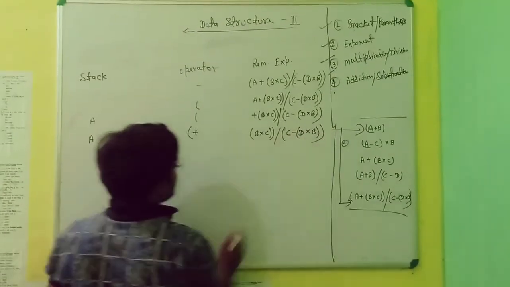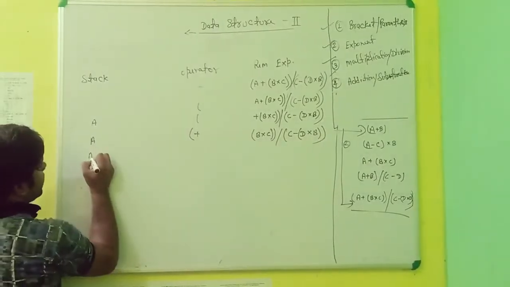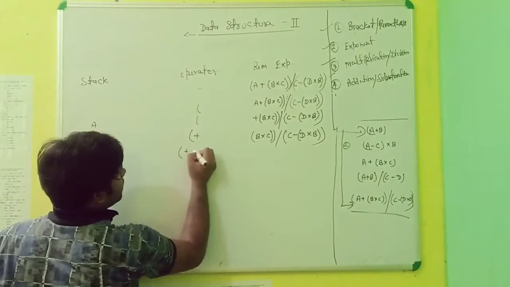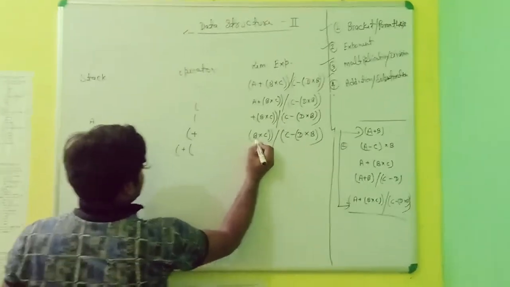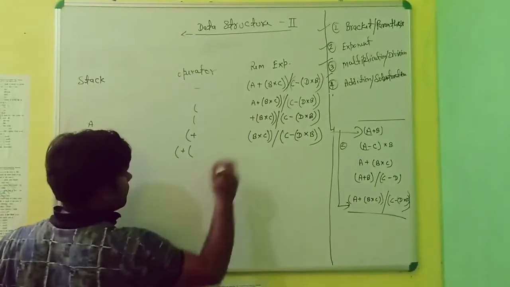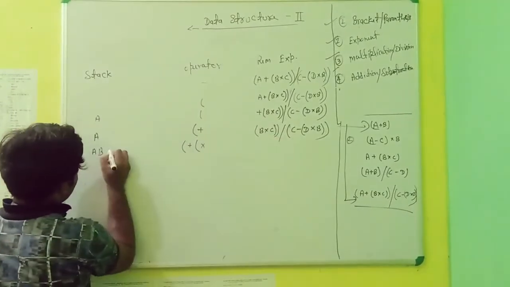Okay. Next, after that, again opening brace, it will transfer to here. Then here write a plus this. Then after that, b will be here. Then b we will transfer in this column. After that, multiplication symbol, multiplication will come here. Then after that, c, then c will transfer in this column.